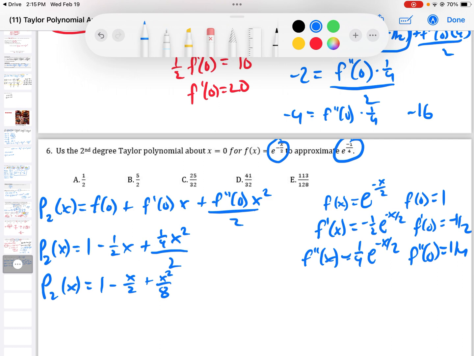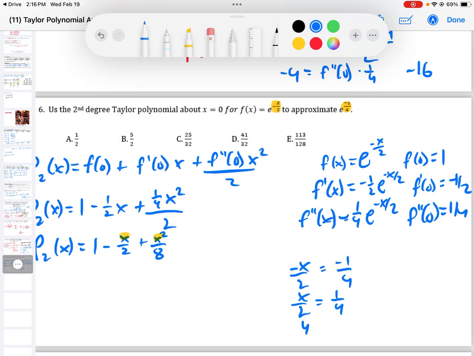So if I plug in an x number, this exponent needs to be negative 1/4. So what is x if the exponent turns into negative 1/4? I don't plug in negative 1/4 for x because that would be like negative 1/4 over 2. So what is the actual x number to plug in here if I'm trying to approximate this? So I'm going to set those two equal to each other. The negatives cancel. X over 2 is equal to 1 over 4. 4x is equal to 2. So x is equal to 1/2.